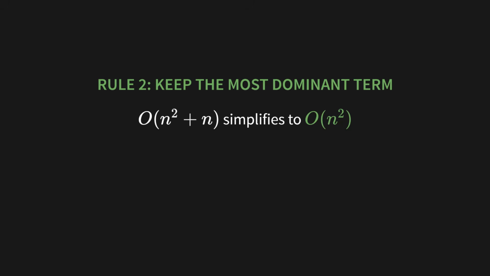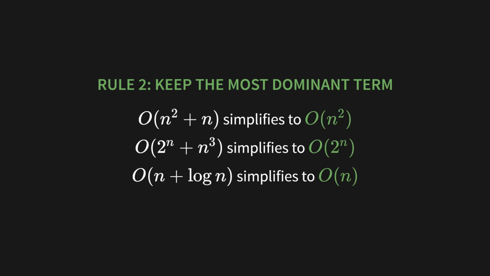What about O of 2 to the n plus n cubed? That 2 to the n is a monster. It simplifies to O of 2 to the n. And O of n plus log n? The n term grows faster, so it simplifies to O of n.